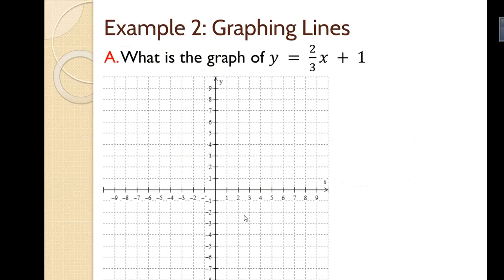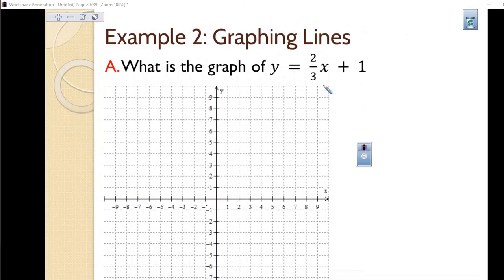All right, so let's take a look at graphing the line. What is the graph of y equals 2/3 x plus 1? Well, the first thing we want to do is identify the two main parts. Our slope, in this case, is 2/3, whatever is multiplied by x, and then the b, which is the y-intercept, and that's going to be 1.